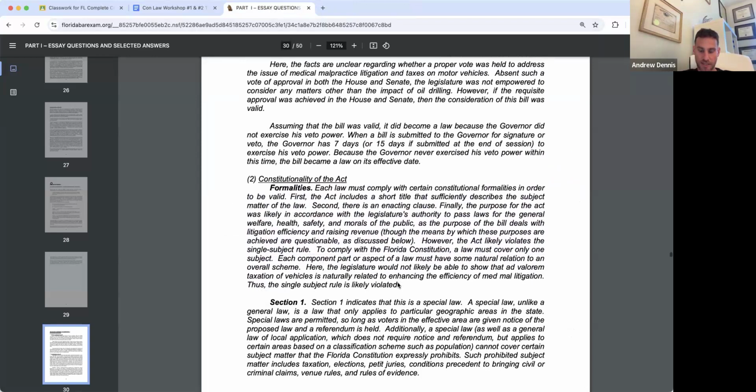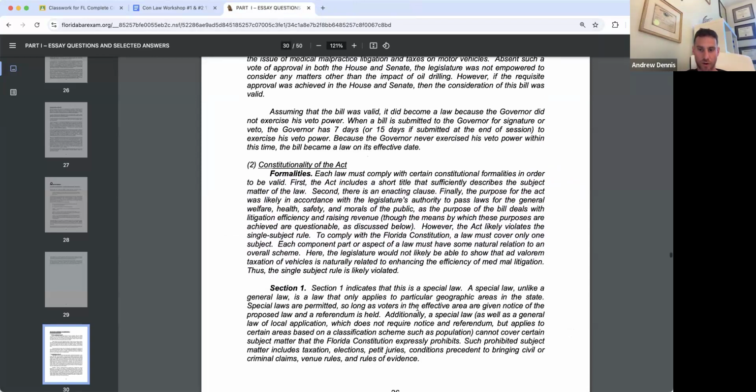So Section 1 indicates a special law. A special law, unlike a general law, is a law that only applies to particular geographic areas in the state. Special laws are permitted so long as voters in the affected area are given notice of the proposed law and a referendum is held. Additionally, a special law, as well as a general law of local application, which does not require notice and referendum but applies to certain areas based on classification schemes such as population, cannot cover certain subject matter that the Florida Constitution expressly prohibits.